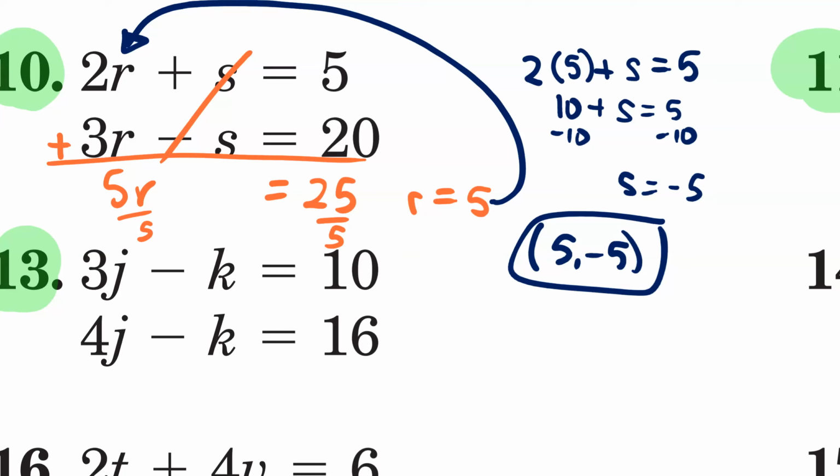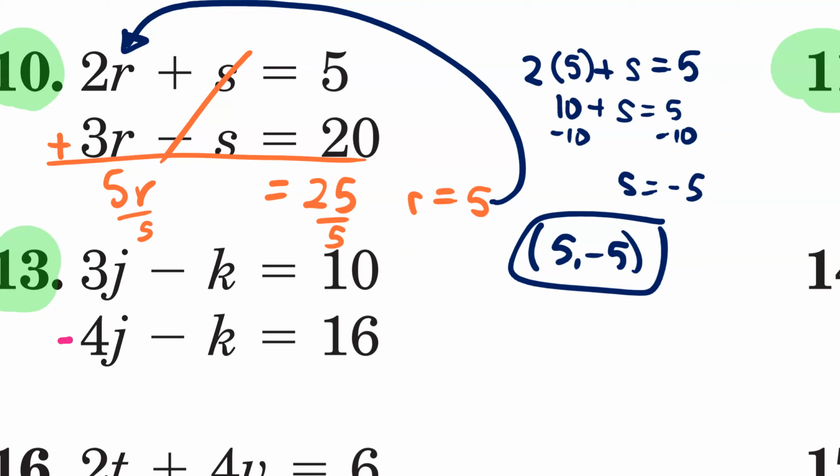The issue is number 13, if I just add them, my k's don't go away. So with elimination, sometimes you might have to multiply one or both of the equations by a number. That way when you add them, they will eliminate. So if I multiply my bottom equation by negative 1, what happens?